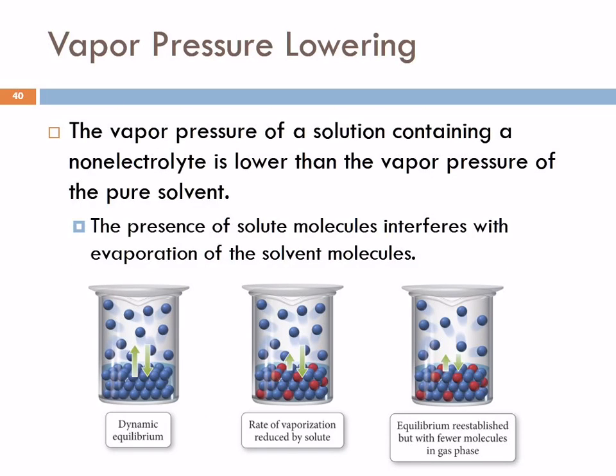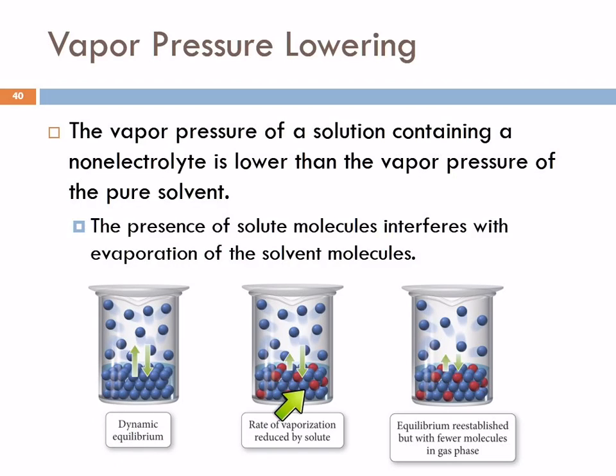So what are these properties? One of them is vapor pressure lowering. We've talked about the concept of vapor pressure. We get a dynamic equilibrium between evaporation and condensation. We have a beaker with a watch glass over it to keep the gas from escaping.